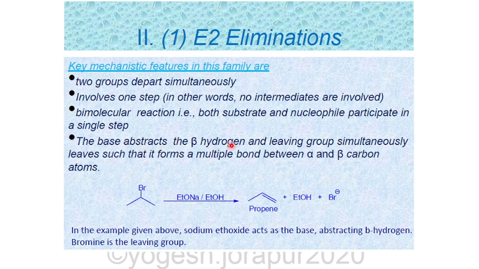The base abstracts the beta hydrogen. As you know, this is our alpha carbon and this is the beta carbon. The beta carbon has 3 protons on the right side and 3 protons on the left side. These protons are acidic because of the negative inductive effect of the halogen. As halogen is an electronegative atom, it will pull the electrons, and that's the reason this proton becomes acidic. Because of this acidity, the base will abstract the proton and we get the elimination product.